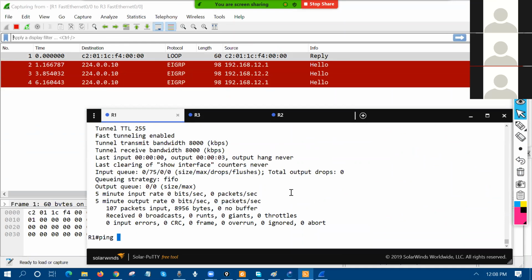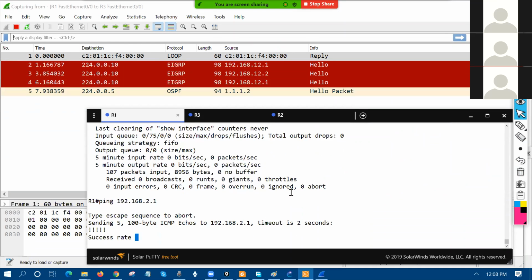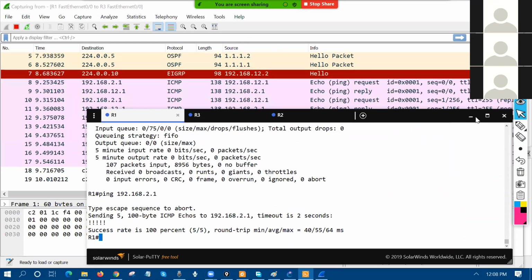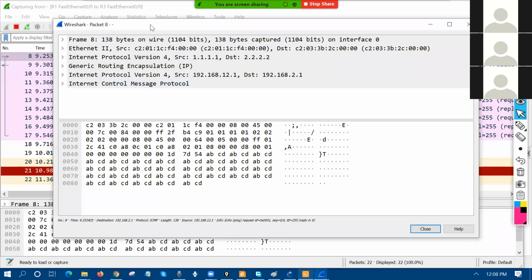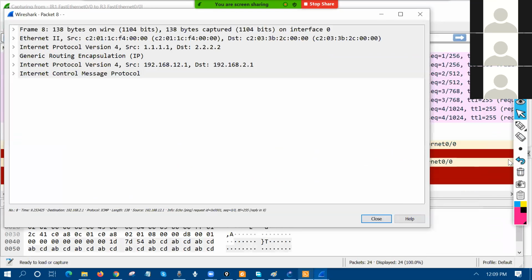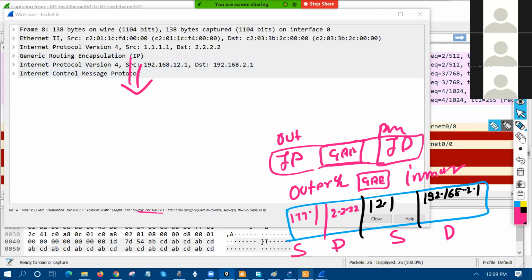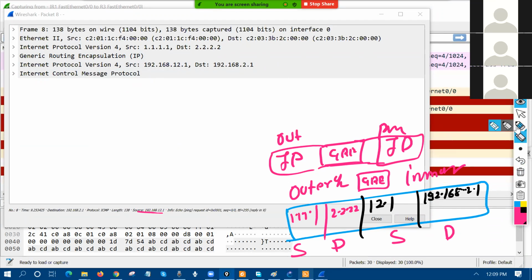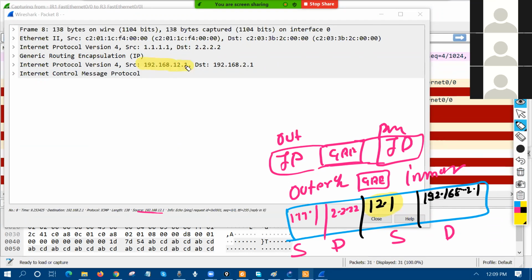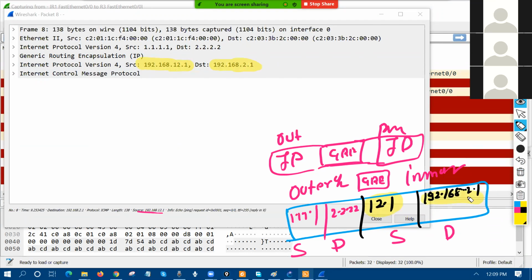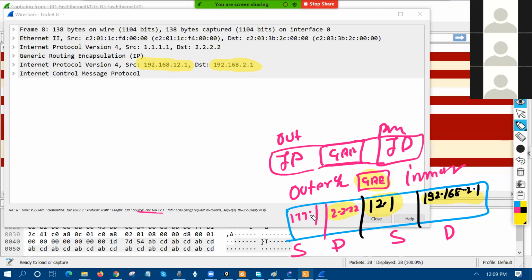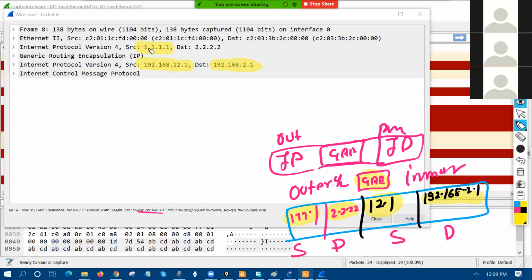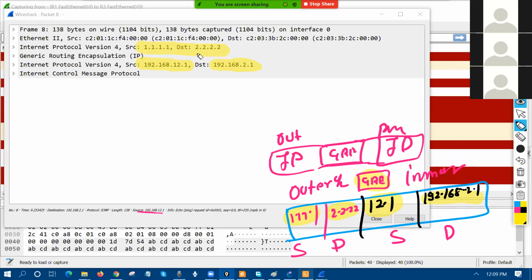see ping 2.1. You see, source is what? The same information there, right? Source is 12.1, right? Destination is what? 2.1. That this guy. And then after that we have GRE, and after that we have a destination 2.2.2 and source 101. That's public. So this is my public header, right?